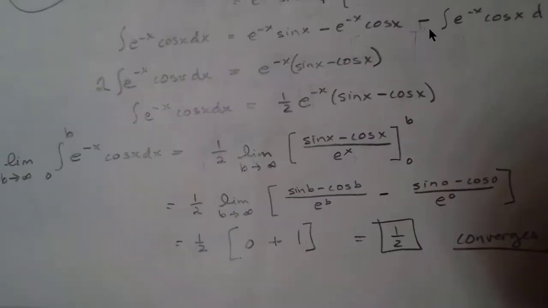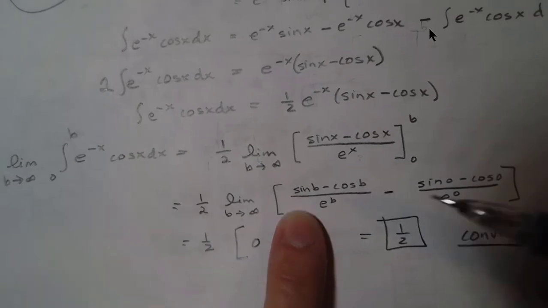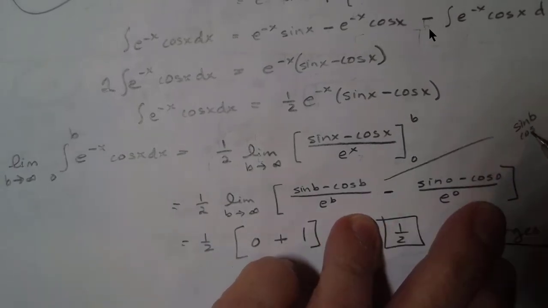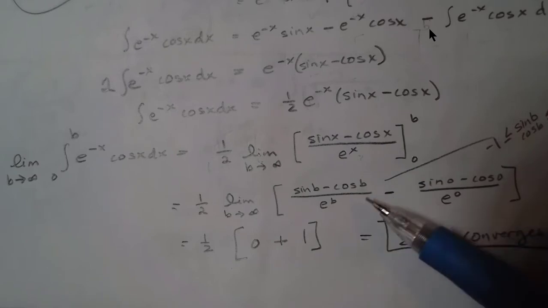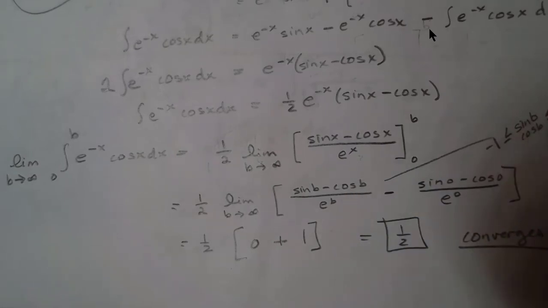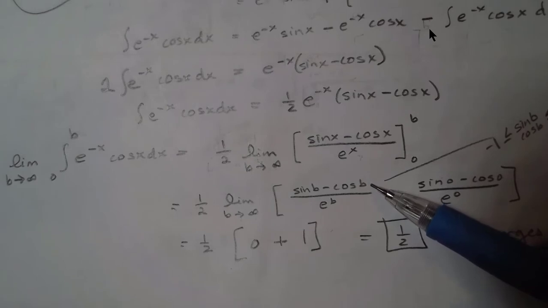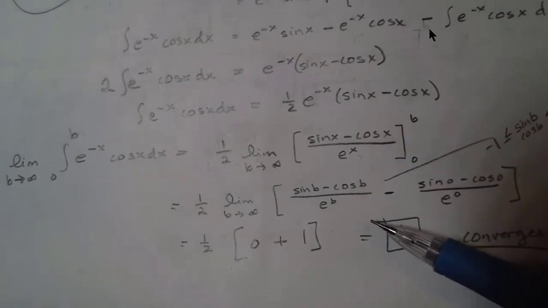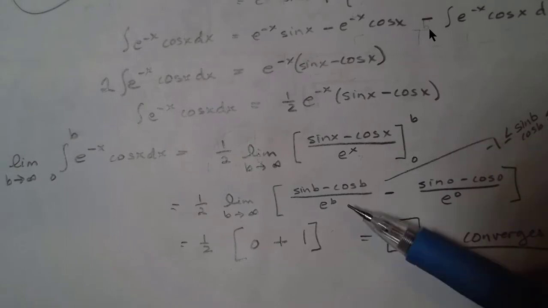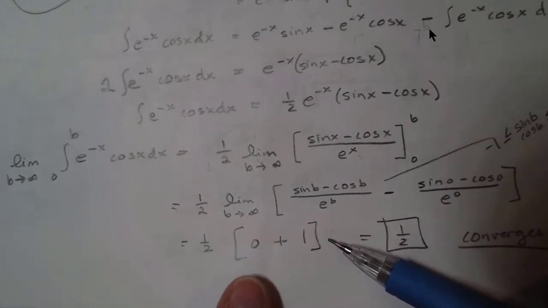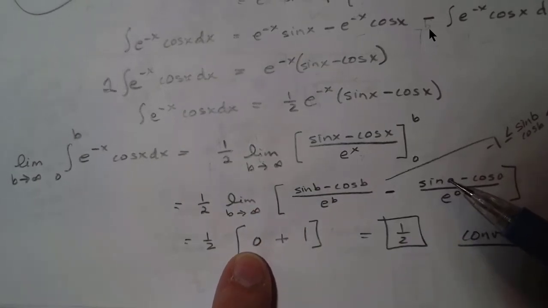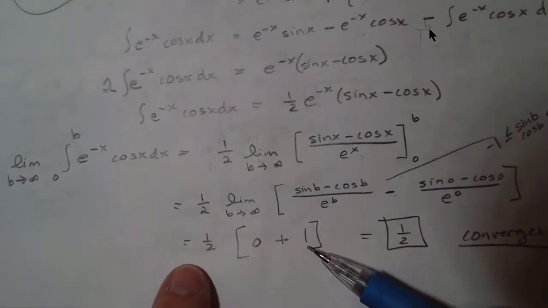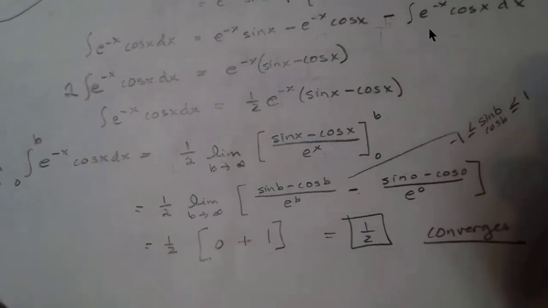Now, here's what I know. We know that sine and cosine are bounded by 1 and -1. So my numerator is always going to be something between -1 and 1. Never going to get any larger than that or any smaller. And so the top is going to be that number. The bottom, as b goes to infinity, gets very large. So this becomes 0. Sine of 0 is 0. Cosine of 0 is 1. So I have negative, negative 1, which makes it positive, times the 1/2. So I get 1/2. So this integral converges.